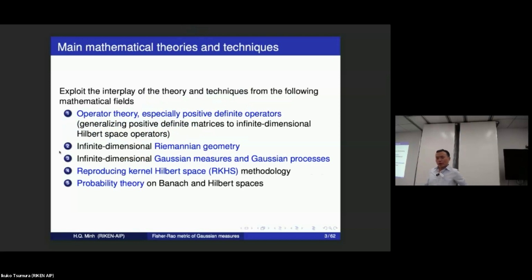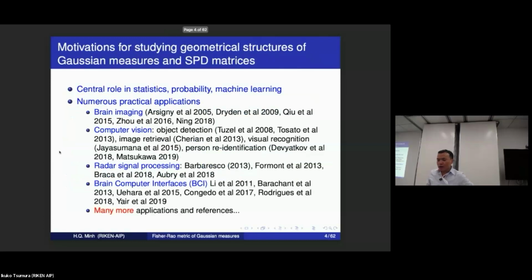We have operator theory, especially the theory of positive definite operators, which generalizes the theory of positive definite matrices to the infinite dimensional Hilbert space setting. We will need to employ infinite dimensional Riemannian geometry, Gaussian measures on Hilbert space, and Gaussian processes. The analysis for the sample complexity will involve RKHS methodology and probability theory on Banach and Hilbert spaces.